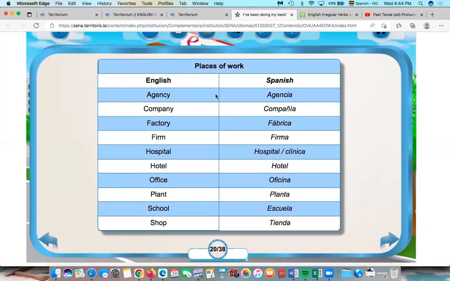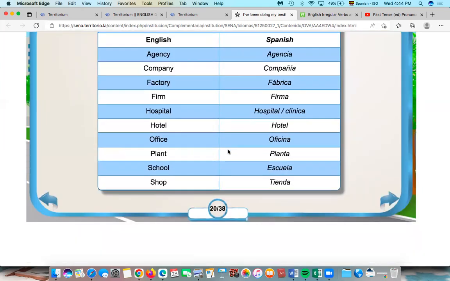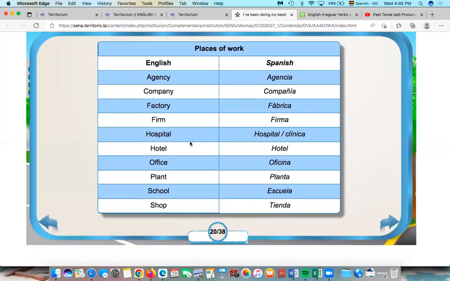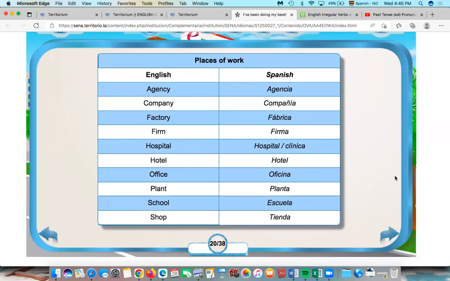Okay, so places of work. According to the different jobs, probably the places of work have changed, because home office has become like a trend, right? Yeah.